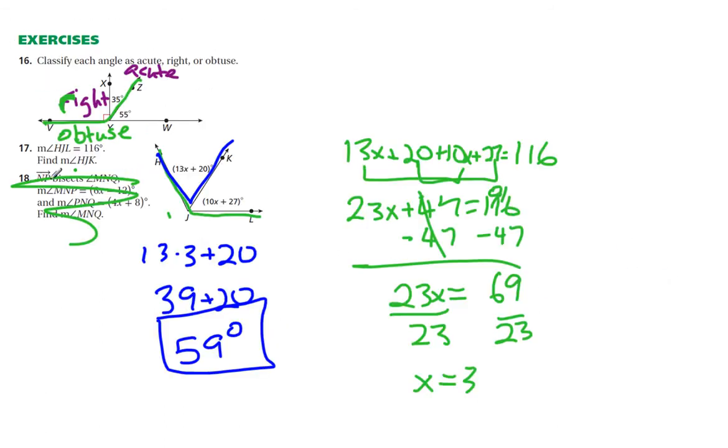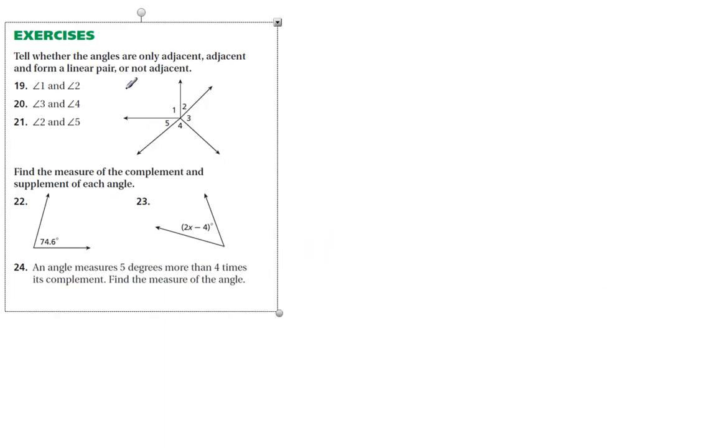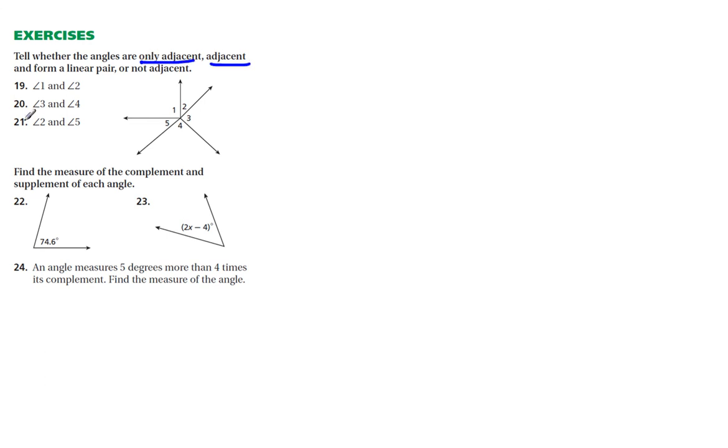Oh, this one about bisecting is the same thing, except if it bisects, it means that this is equal to that. So if it says bisects, you just set them equal to each other. Okay? Alright, tell if they're only adjacent, or if they're adjacent and form a linear pair, or not adjacent. So 1 and 2 are definitely next to each other, and definitely don't form a straight angle. So this is just adjacent. 3 and 4.